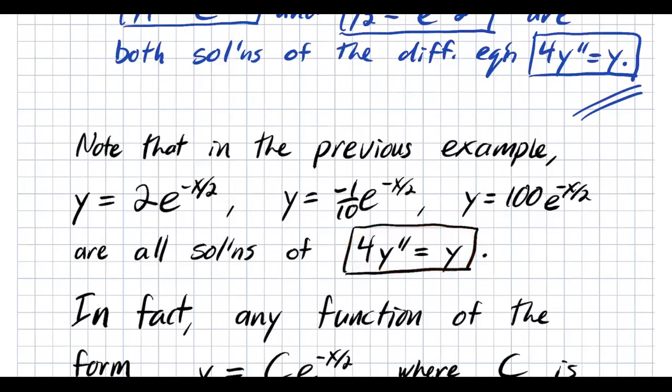We can multiply that function by negative 10, and that will give us another solution. Sorry, negative 1/10. That'll give us another solution. We can multiply it by 100, and this will give us yet another solution. In fact, we can multiply this function by any constant number we want, fraction, irrational, any constant number, and it'll still give us a solution to the differential equation.